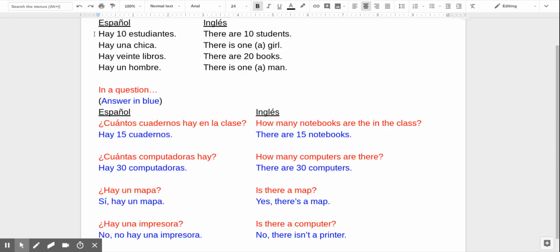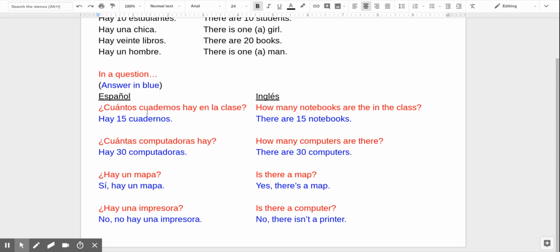In Spanish we have: Hay 10 estudiantes, there are 10 students. Hay una chica, there's a girl or one girl. Hay 20 libros, and hay un hombre. So what I'm going to do for you down here is use the same word in 4 different questions and show you what those would mean and then their answers as well.